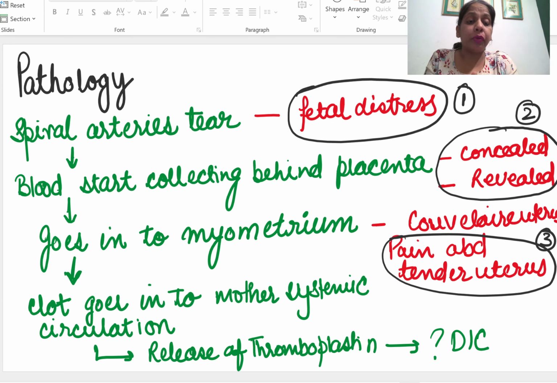Okay, now you know that the whole triad is clear. The first point of the triad is fetal distress. The second point of the triad is APH. And the third point is pain in the abdomen, or the tender uterus.